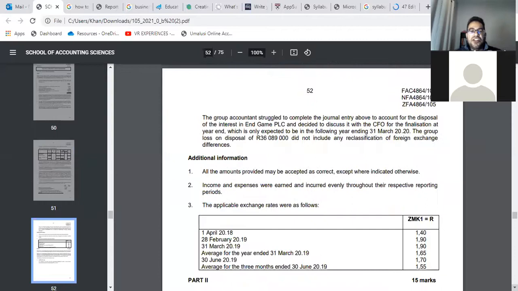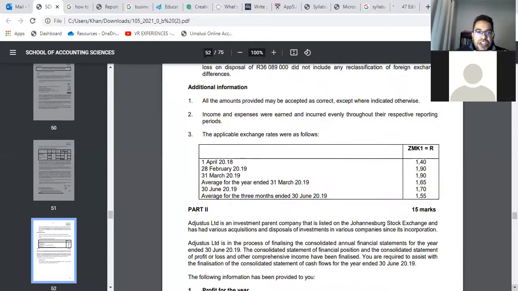So here we're going to have additional information. Under the additional information, all the amounts provided may be accepted as correct, except where indicated otherwise. Income and expenses were incurred and earned evenly throughout the respective reporting periods. The applicable exchange rates were as follows. Here you can see the first 3 are closing rates, and the last 2 are average rates. So just take note of that.